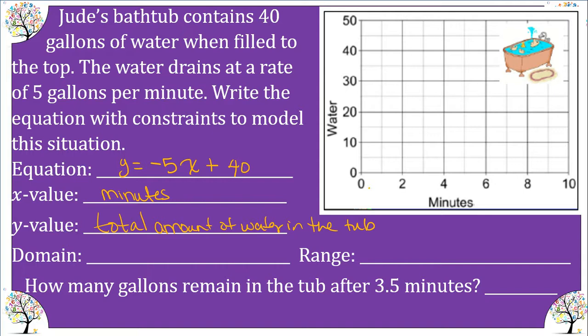But, excuse me, minutes is going to be our domain. Remember, we have to be realistic. We can't have negative minutes, and it's not going to drain forever. It's eventually going to empty, so there are restrictions. The water, how much is in the tub, is going to be the range. And we'll talk about that in just a minute. So let's go ahead and graph this.